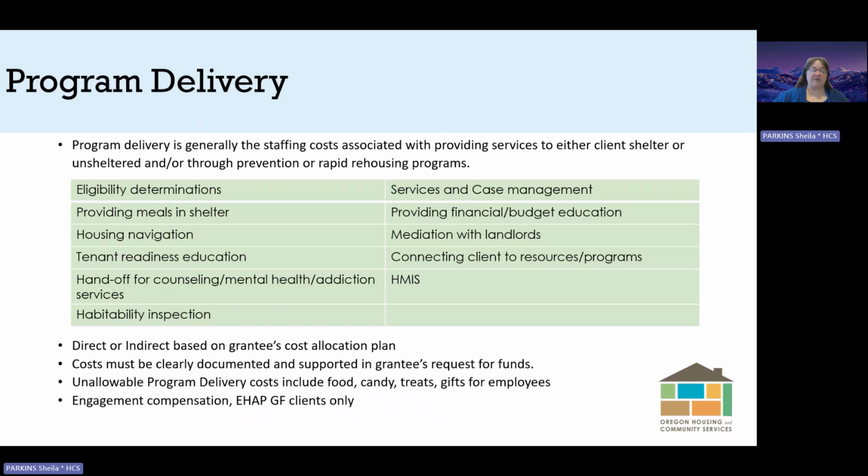I briefly want to cover a couple of other allowable costs that are identified as specific categories in OPUS and require quite a bit of documentation for their allowable use.